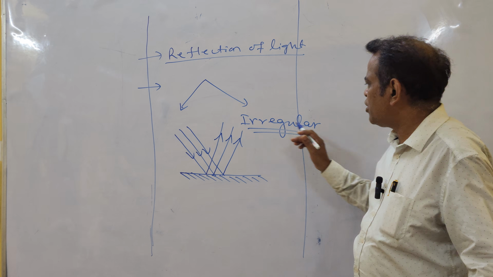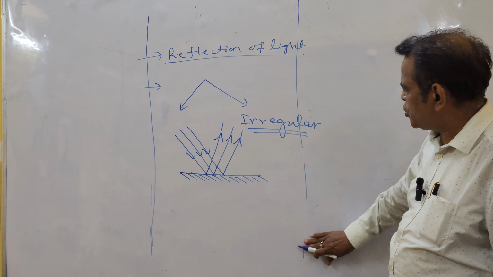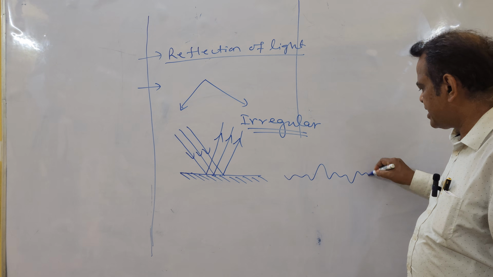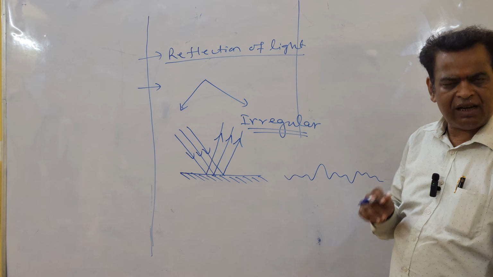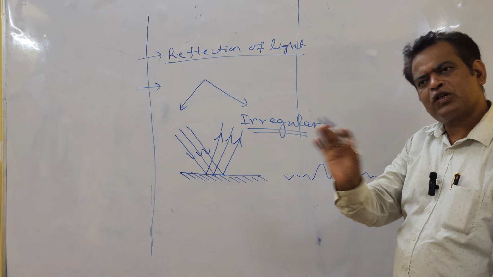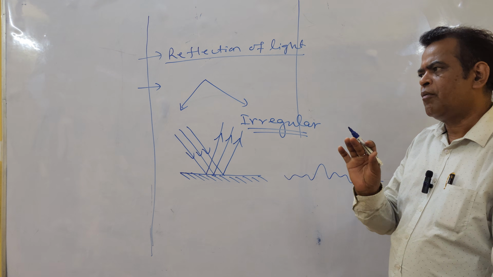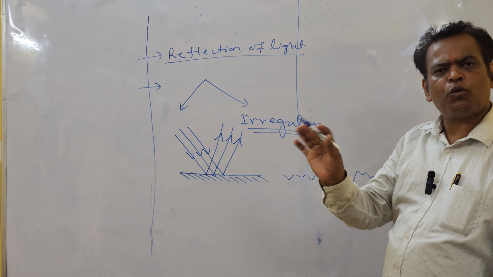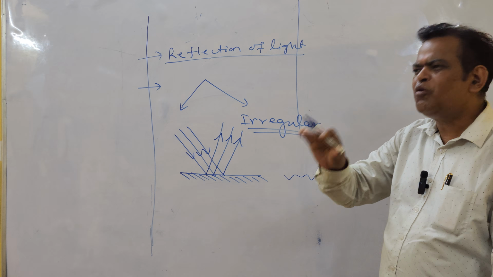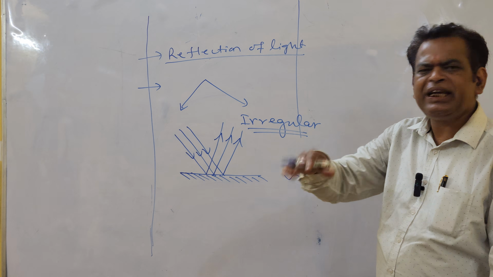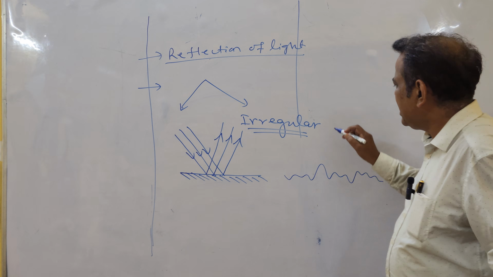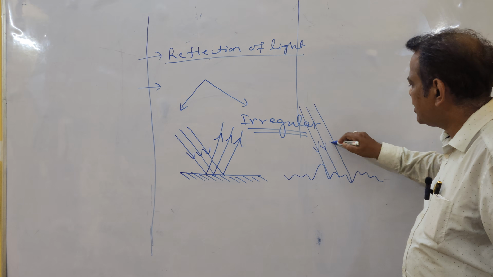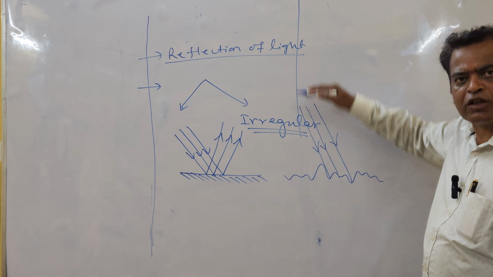Now you come to irregular reflection. Suppose you see here that the surface is not smooth like this, like the surface of a wall. It appears like a smooth surface, but from a microscopic point of view, the surface of the wall is not smooth, it is full of humps and irregular shapes. Suppose a number of rays of light are coming towards the surface of the wall.